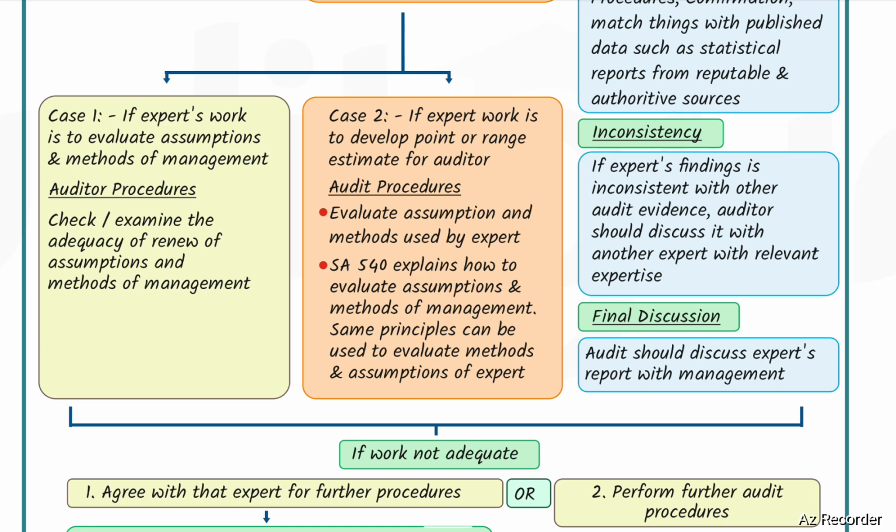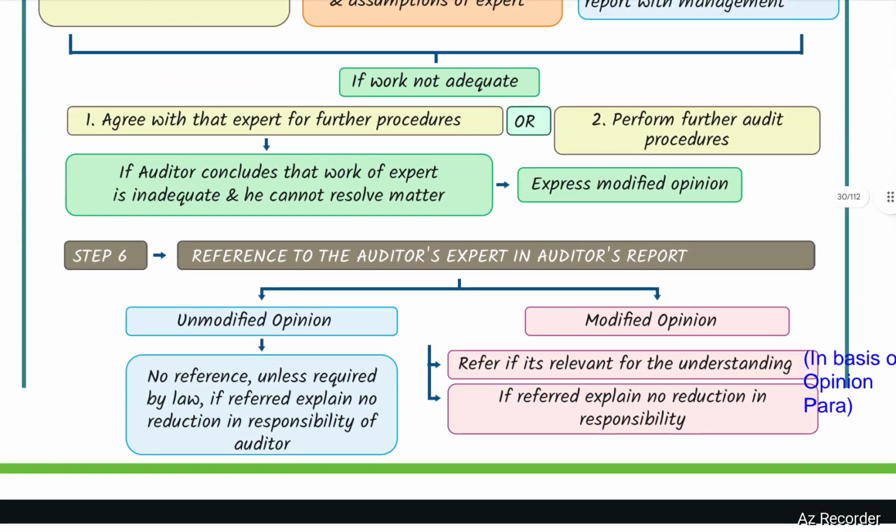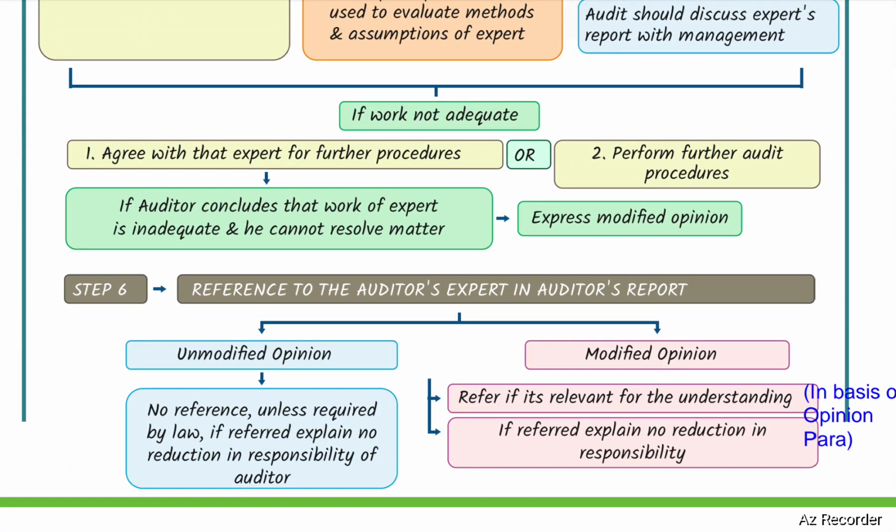Final discussion. Auditors should discuss the expert's report with management. If the work is not adequate, agree with that expert for further procedures or perform further audit procedures. If the auditor concludes that the work of the expert is inadequate and he cannot resolve the matter, express a modified opinion as per SA 705. Step number 6, a reference to the auditor's expert in the audit report.